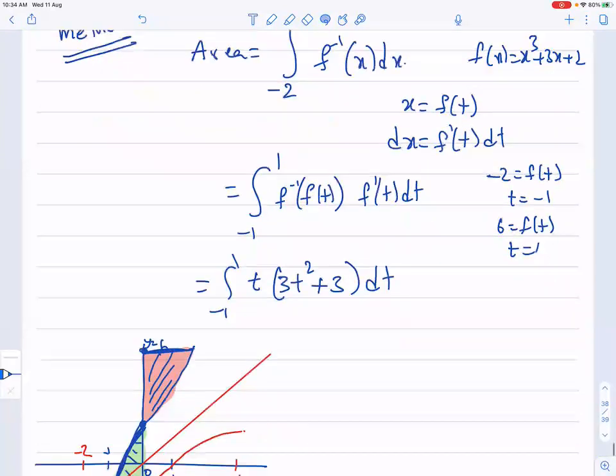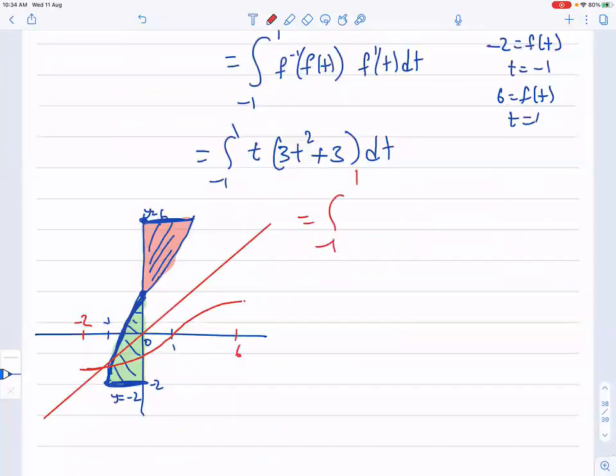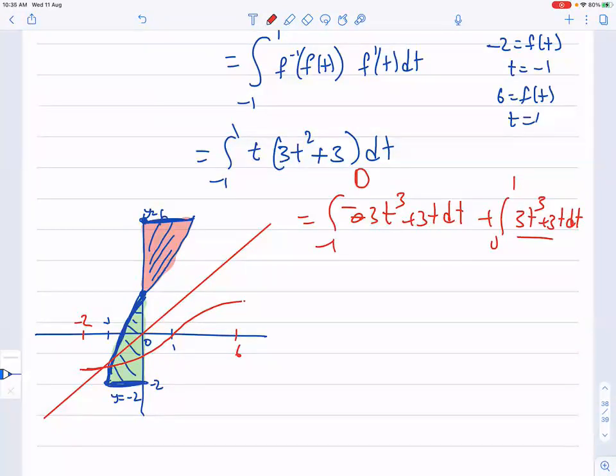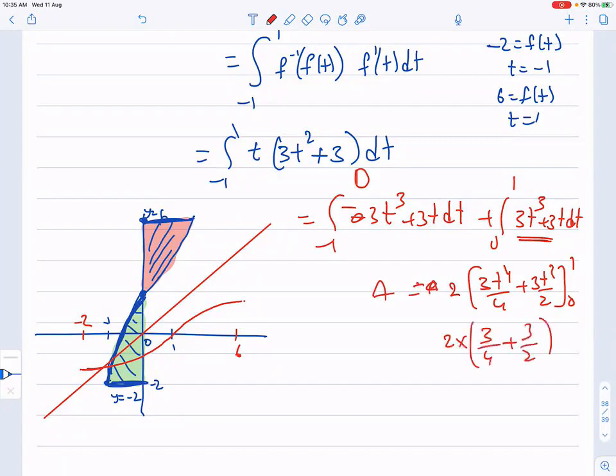Do you know what we should write? We are supposed to write it from -1 to 0 with the negative of this, minus 3t cube plus 3t dt, plus from 0 to 1 with the positive one. Then add. Then it will be 2 times this area, that is 3t raised to 4 upon 4 plus 3t square upon 2, limits from 0 to 1, into 2 times. Correct, right? Area. That is 2 times 3 by 4 plus 3 by 2. What does this come to? 2 times 9 by 4, which is 9 by 2. Correct? Yes.